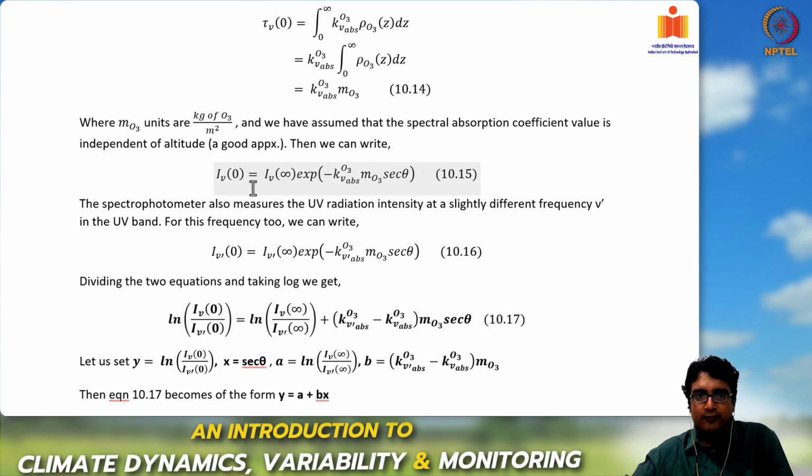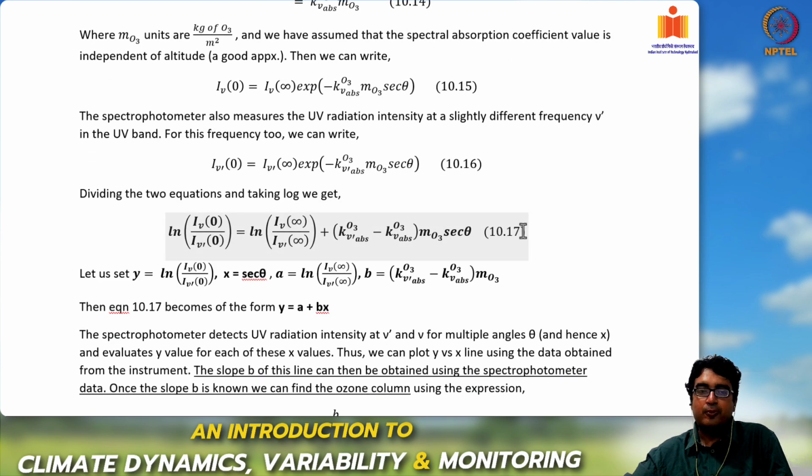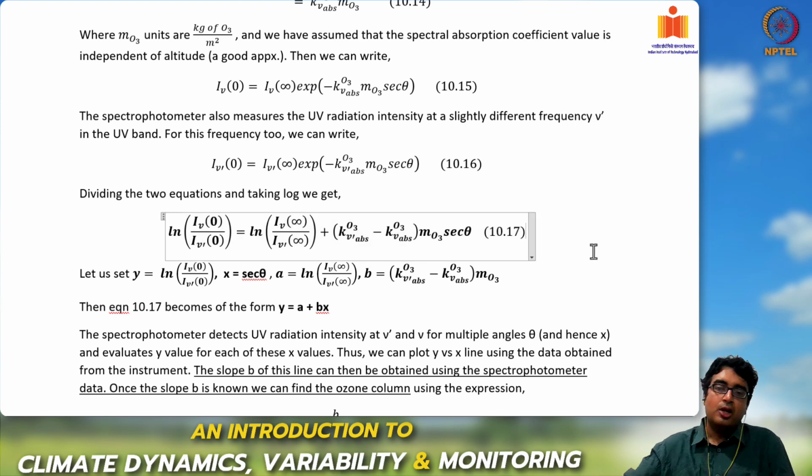Okay. So we first take the division and then take the log. This log becomes a ratio, this log becomes a ratio. Log of exponential becomes a simple summation. So you get K nu prime absorption O3 minus K nu absorption O3 MO3 sec theta. So this is equation 10.17. So why are we doing this?